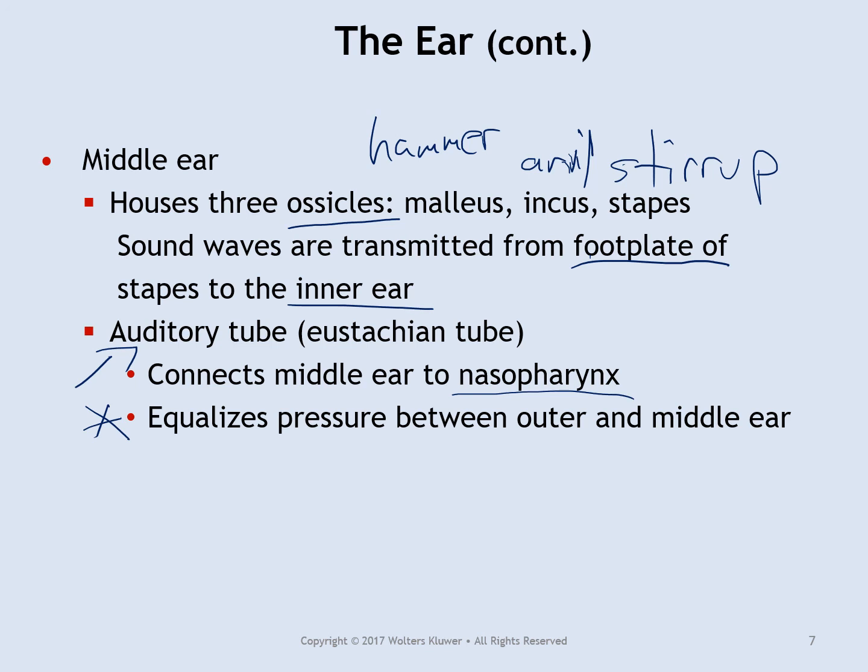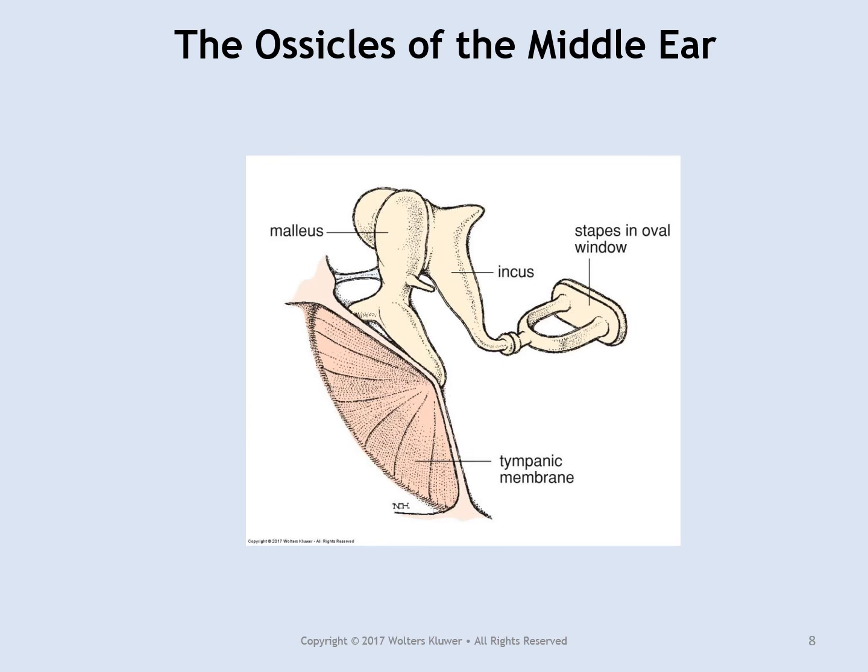The other purpose of the auditory tube is for drainage. And if you've ever had an infection in your middle ear, otitis media, you know that that eustachian tube can sometimes get blocked, and then fluid can build up in the middle ear, and that can be very, very painful. We'll talk about otitis media a little later on.